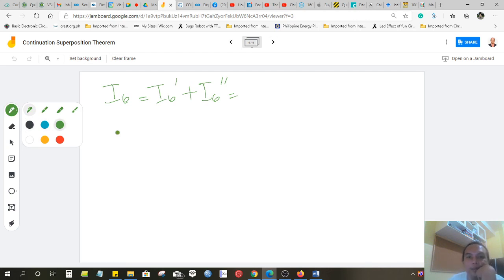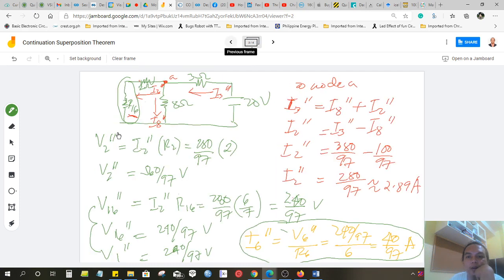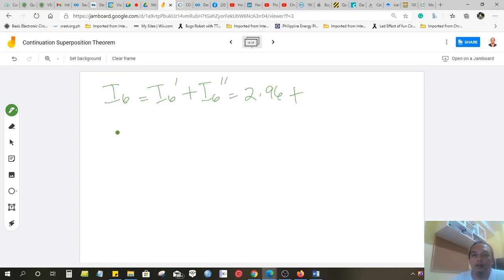So we go back here to our continuation. We have 2.96 plus the I6 double prime, which is 40 over 97, or 0.41. So I6 is equal to 2.96 plus 0.41, which is 3.37. It is exactly the same as before, as the one we got earlier. Amazing.